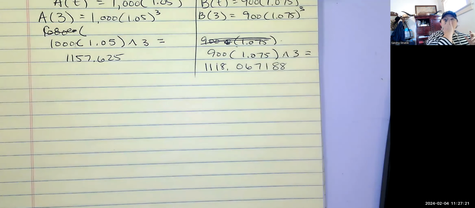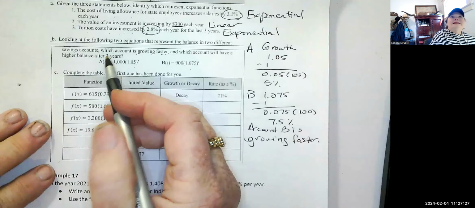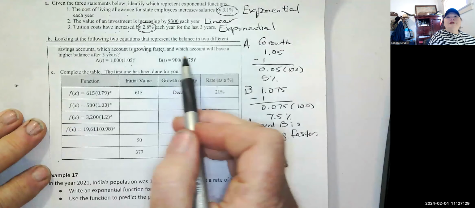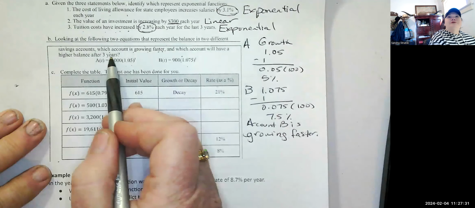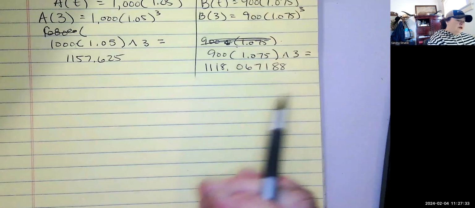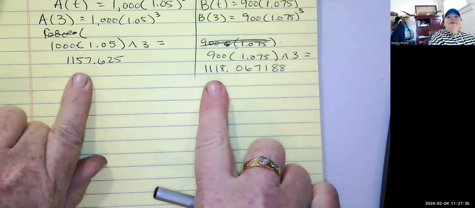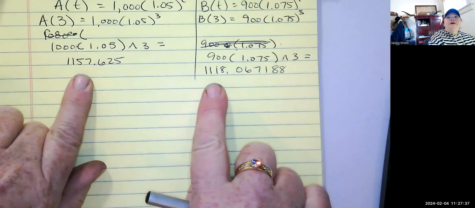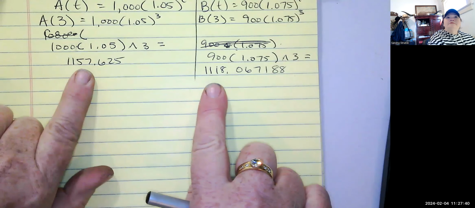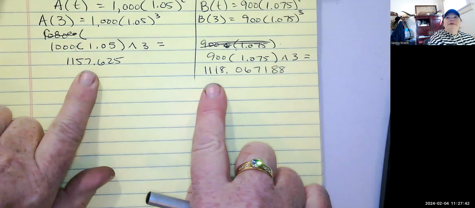All right, so let's answer this question, because this is actually a sentence form question. It asks us which account will have a higher balance after 3 years. So who has the higher balance, A or B? Well, A does. A has a higher balance.